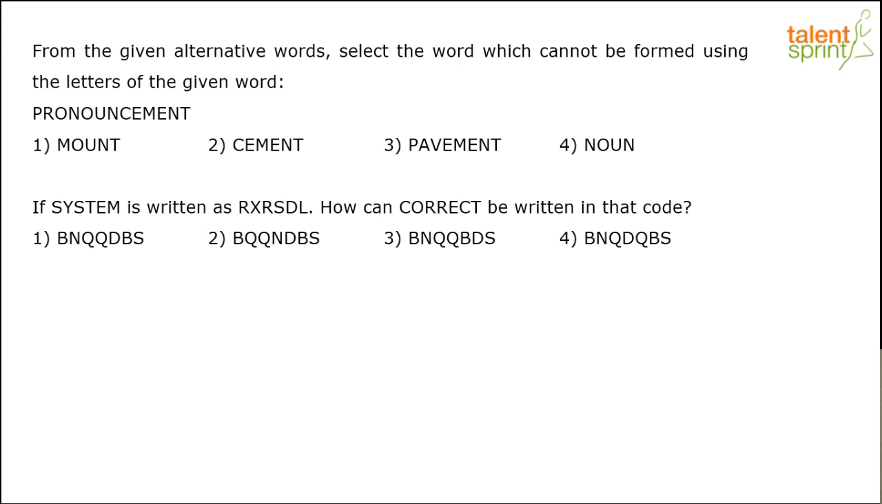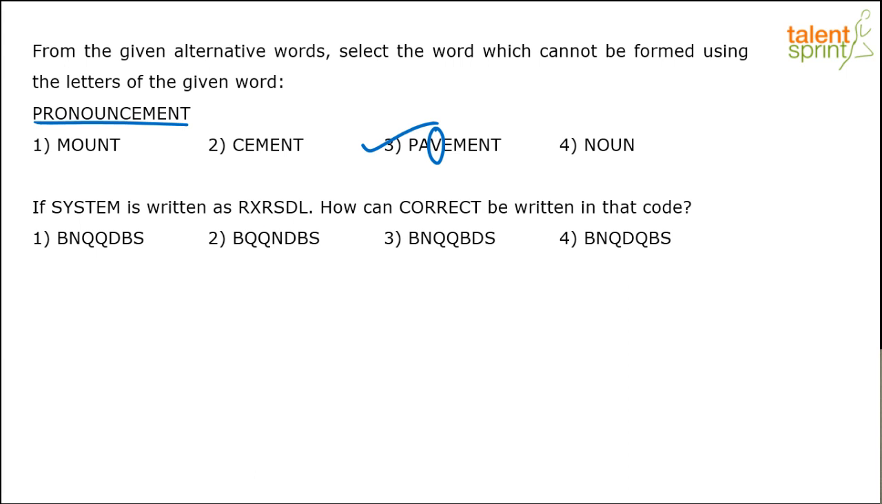You just have to throw a glance at the options. I would not verify letter by letter. I think that's a waste of time. I can see that pavement is one word given here where the letter V is used, and V is not a part of pronouncement. In the letters here, V has not been used at all. So I can say option 3 cannot be made out of it. So that way, try to identify one such thing, right?